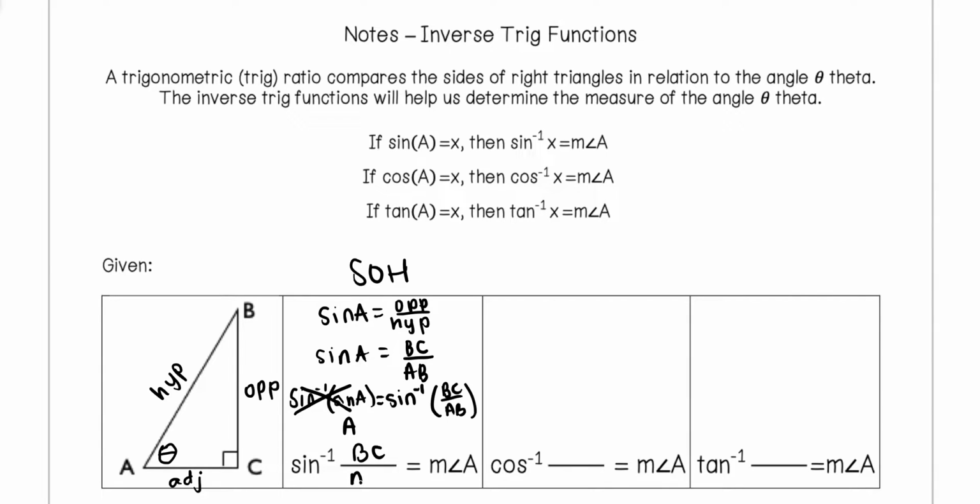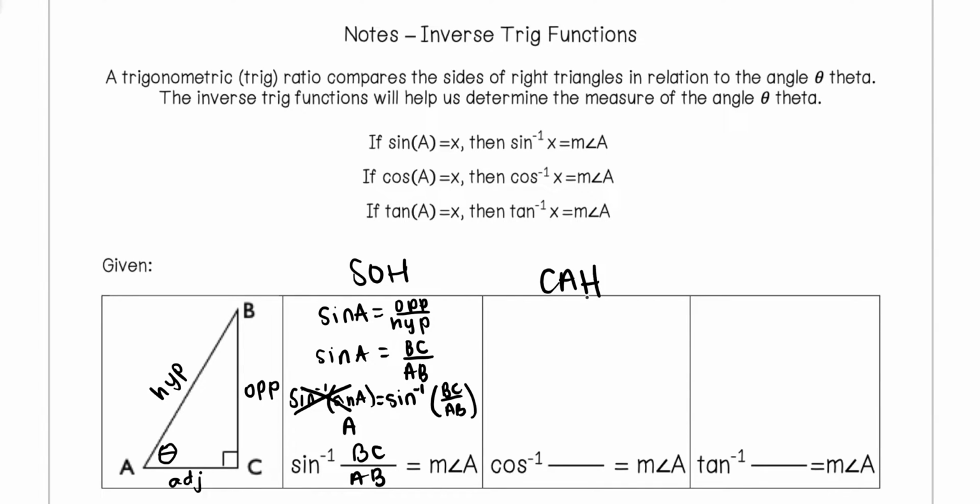So this becomes the formula that we're basically using there. So the sine inverse of the opposite over the hypotenuse will equal the measure of angle A. So you're still using opposite and hypotenuse there, but it will help us figure out what that measure of angle A is. Your cosine inverse, same idea.